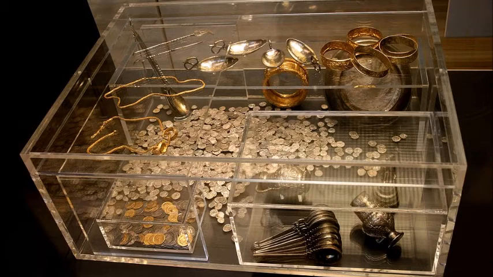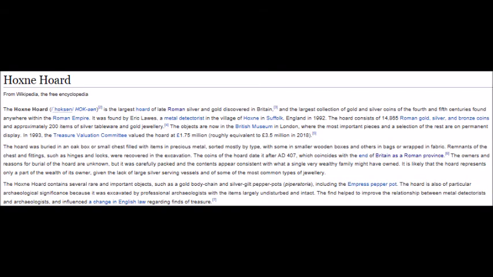The hoard consists of 14,865 Roman gold, silver and bronze coins. Oh, that's a lot. 200 items of silver tableware and gold jewellery. Again, a lot. Value, if it was valued today and not 1993 when it went to the Treasure Valuation Committee, it would go for £3.5 million. The cost of a house in Kensington in London today.